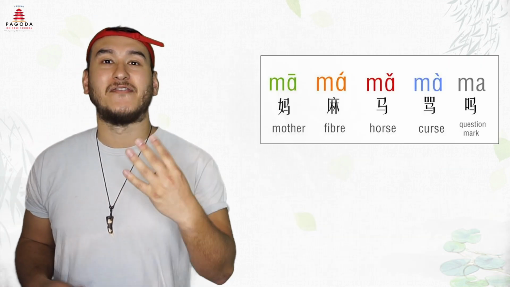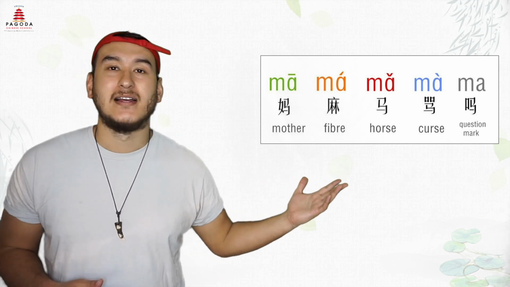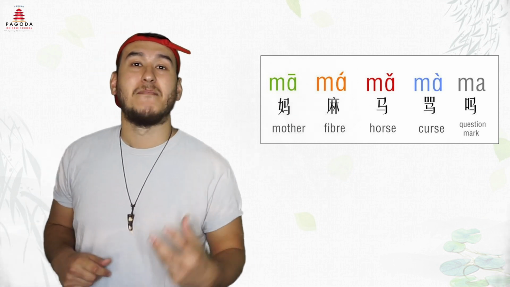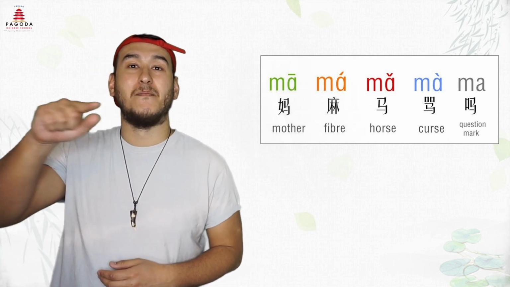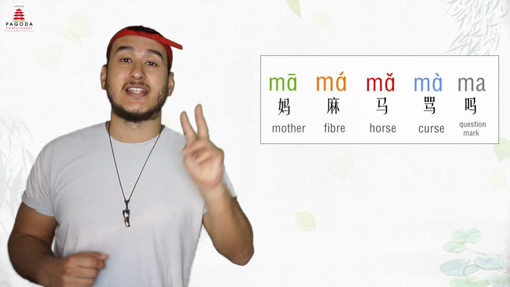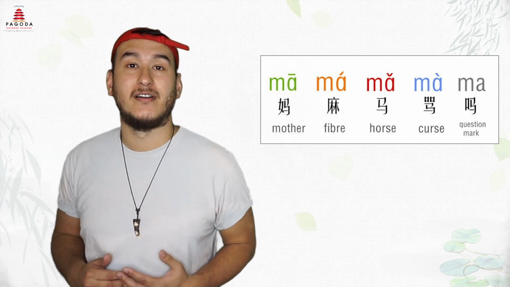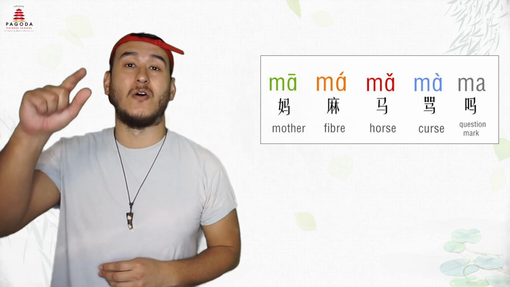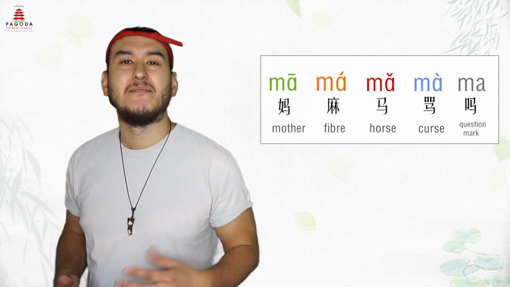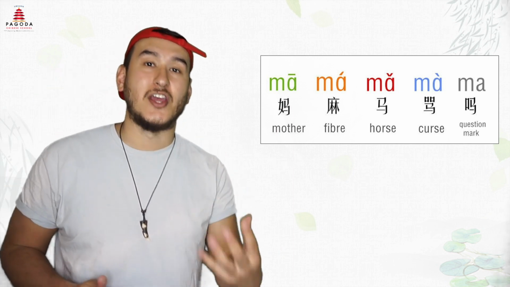So now let's apply the 4 tones to the syllable ma. So as we can see, ma said in 4 different tones will convey different meanings. So if we say ma in the first tone, so ma, it can mean mother. If we say ma in the second tone, so ma, it can mean fibre. If we say ma in the third tone, so ma, it can mean horse. And if we say ma in the 4th tone, so ma, it can mean to curse.